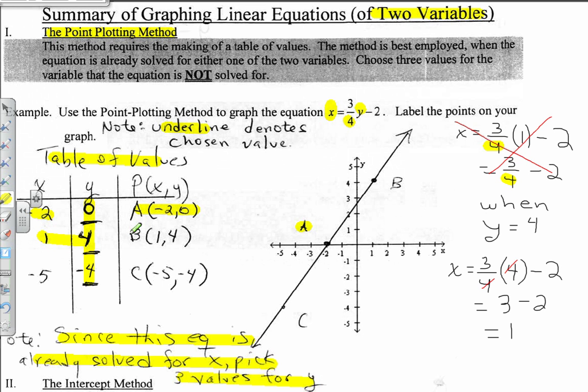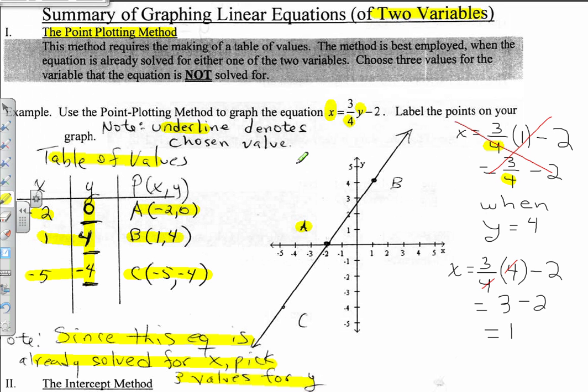That's the value that you see in the table right next to the 4. These two go together. Notice that I make an ordered pair, 1 comma 4, and then I label that point B. Okay, so you do the same thing. Take -4, plug it in for the y here, and then -4 divided by 4 would be a -1. -1 times 3 would give me a -3 minus 2. That gives me a -5. That's where this one comes from. So then I put these together, and that forms this third point C right here.